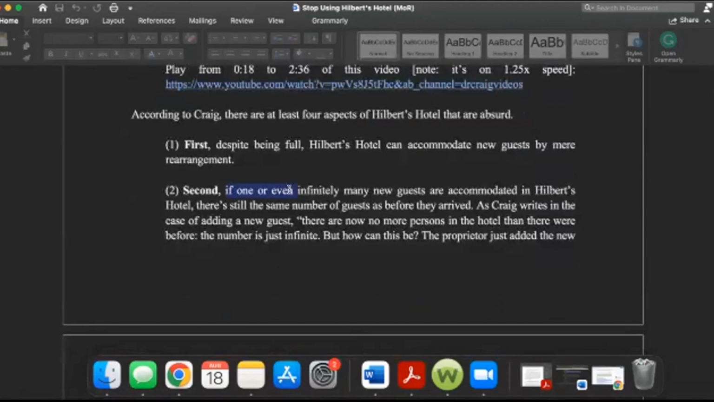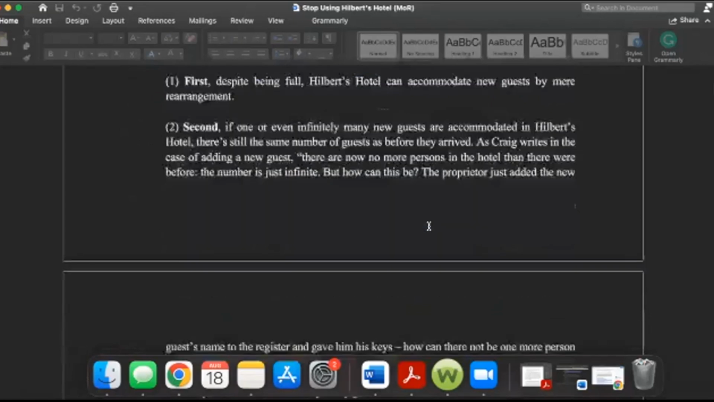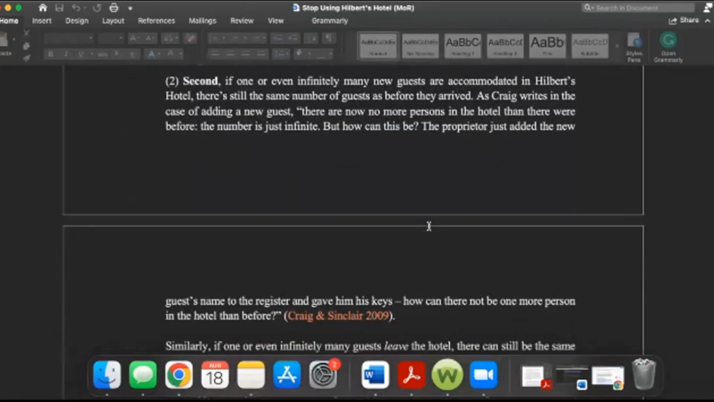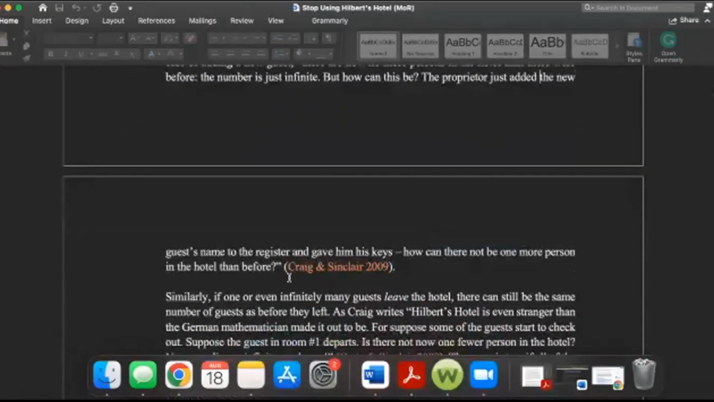Second, if one or even infinitely many new guests are accommodated in Hilbert's Hotel, there's still the same number of guests as before they arrived. As Craig writes, in the case of adding a new guest, there are now no more persons in the hotel than there were before. The number is just infinite. How can this be? The proprietor just added the new guest's name to the register and gave him his keys. How can there not be one more person in the hotel than before?